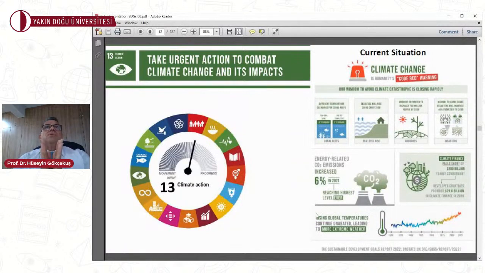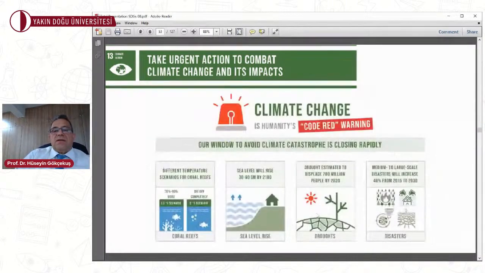Now let's focus on goal 13, climate action. The current situation is: climate change is humanity's code red warning. Our window to avoid climate catastrophe is closing rapidly.